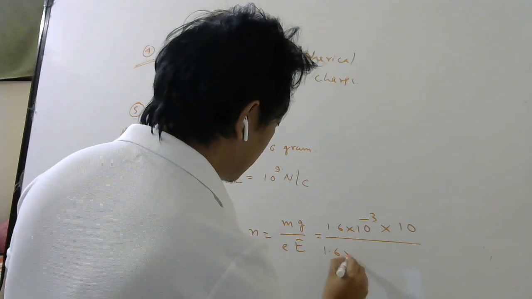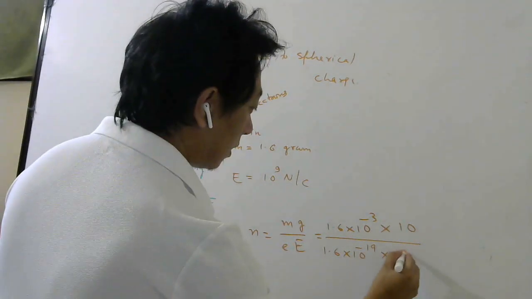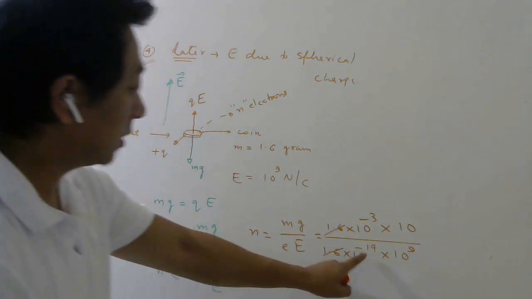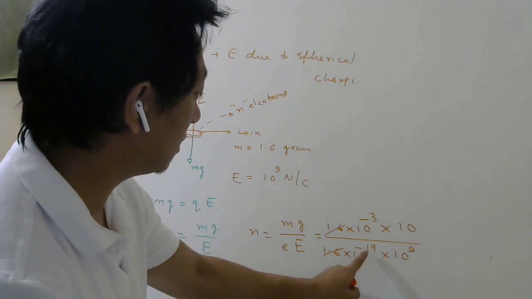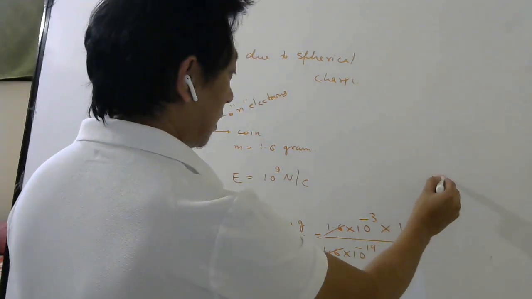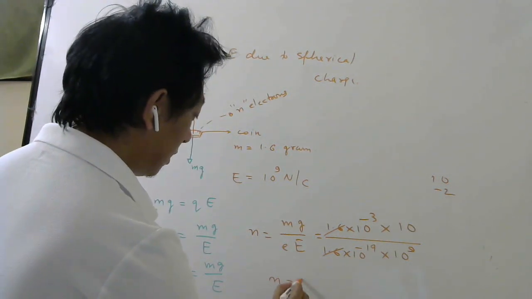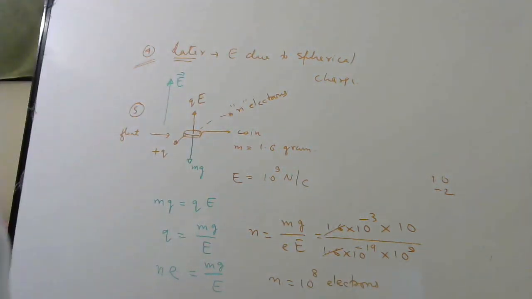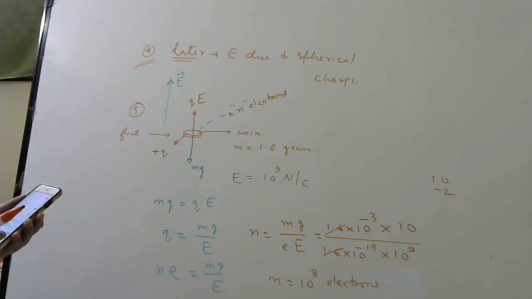e is 1.6 into 10 power minus 19. E value is 10 to the power 9, right? They have given it in the question. So these two will cancel. Minus 19 plus 9 will be minus 10. Then minus 10 will go up, plus 10, right? So plus 10, then here minus 3, 1, 0, minus 2 will be 8. So N will be 10 to the power 8 electrons. Okay, these calculations you should be able to do yourself. So how many electrons should be removed from the coin? 10 to the power 8 electrons.